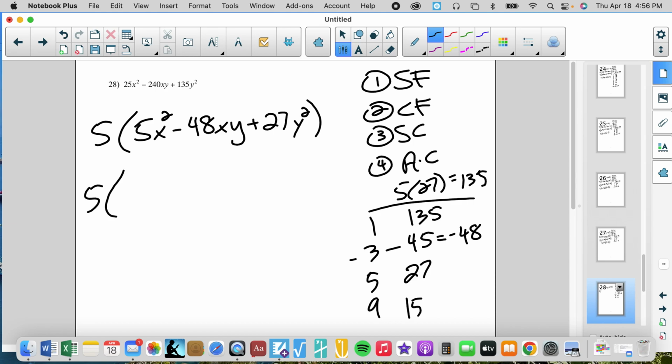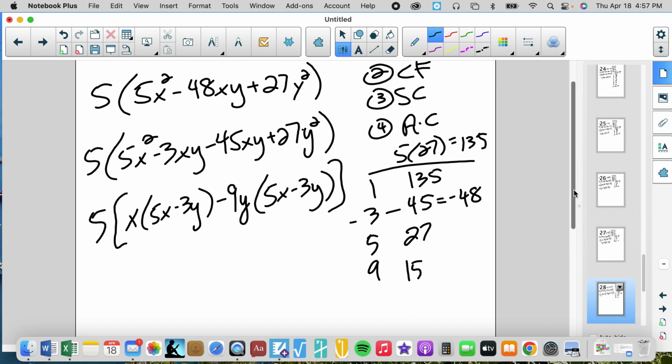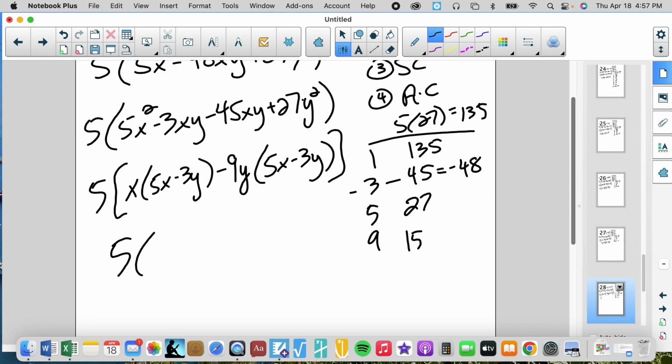5 times the quantity 5x squared minus 3xy minus 45xy plus 27y squared. Factor out an x. That gives us 5x minus 3y. Factor out a negative 9y. Didn't make that mistake this time. And that gives us 5x minus 3y. We get 5 times the quantity 5x minus 3y times the quantity x minus 9y.